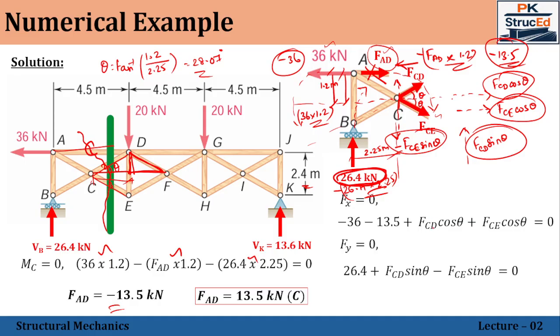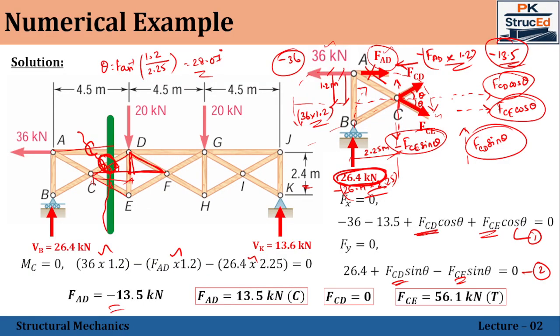Now we can see that we have two simultaneous equations. Let this be 1, let this be 2. Two simultaneous equations with the two unknowns FCD and FCE. Solving these two simultaneous equations, we get the value of FCD as 0, which means that this member is a zero force member, which has been introduced only to improve the stability of the structure. And FCE is solved as 56.1 kilonewton, which is in tension, which means the assumed direction is correct.